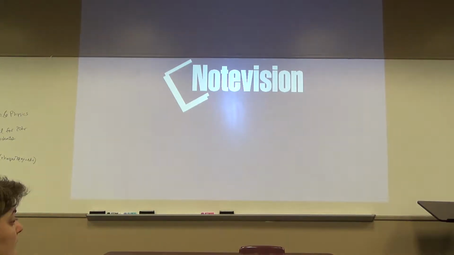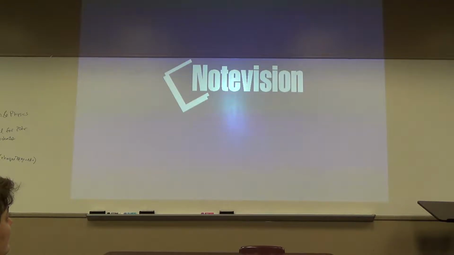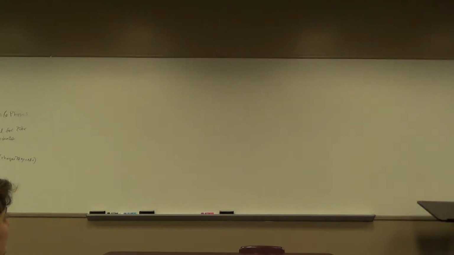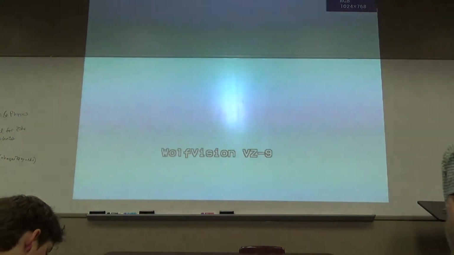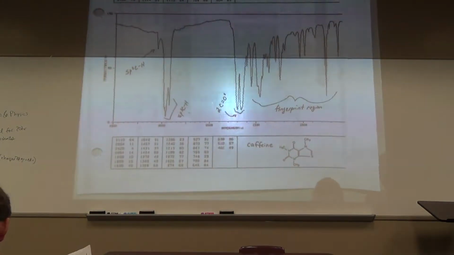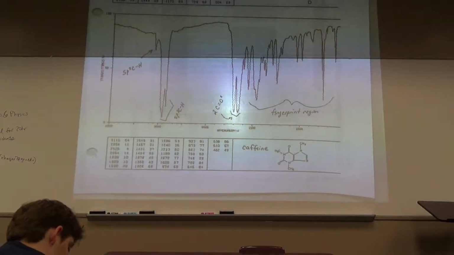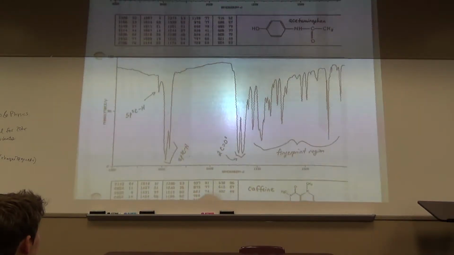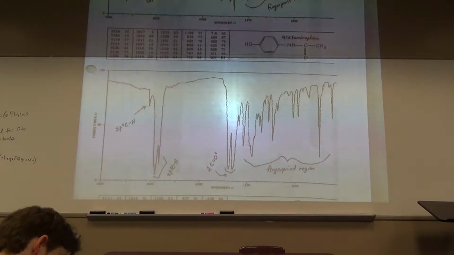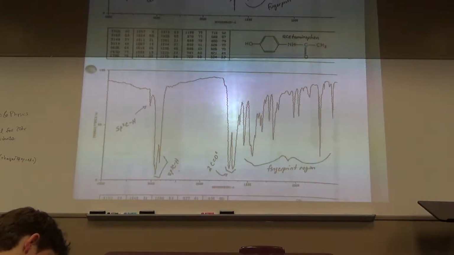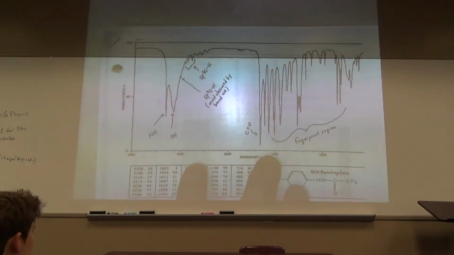Let's get this thing fired up. Document camera. And on the front sheet of the handout are two IR spectra. The top one is of acetaminophen, the bottom of caffeine. Many of you have taken or ingested these compounds. So let's first look at what an IR spectrum looks like. Pull it down to the bottom, acetaminophen.